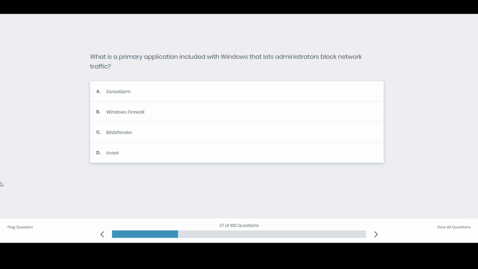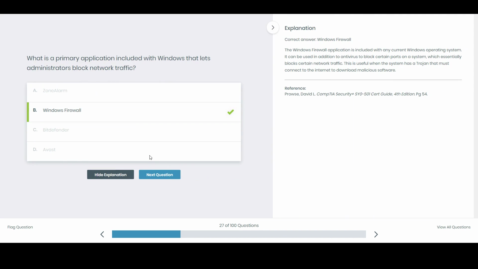What is the primary application included with Windows that lets an administrator block network traffic? Wait. Oh, Windows Defender. Well, Windows Firewall. Primary application. Yeah, Windows Firewall. This application is included with any current Windows.